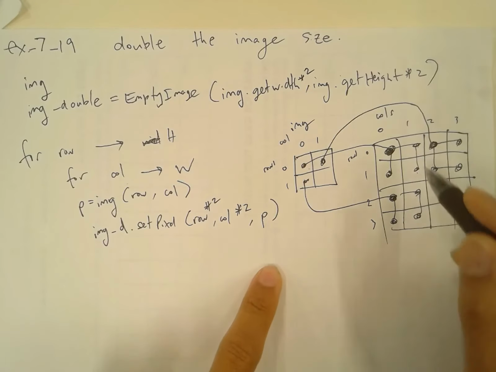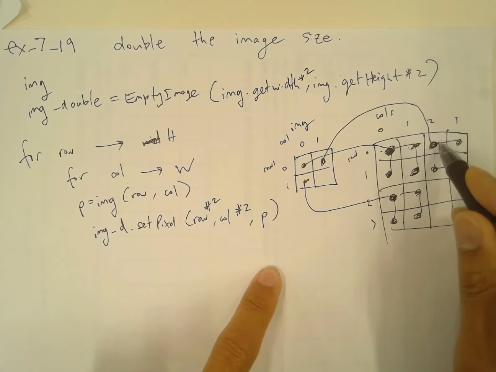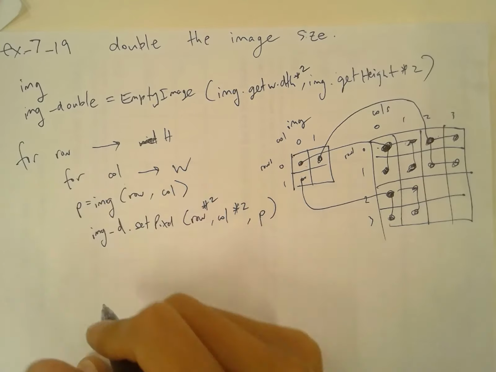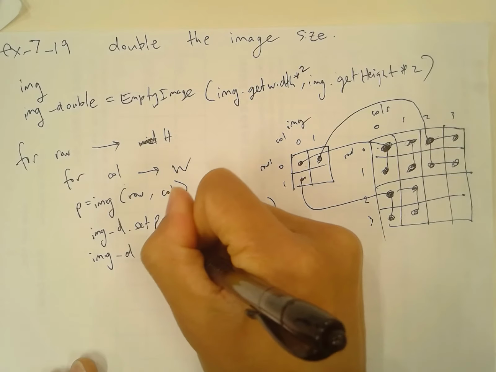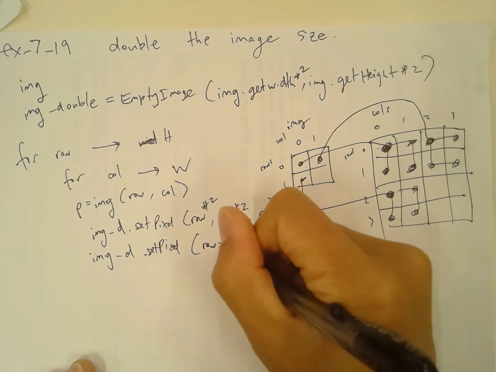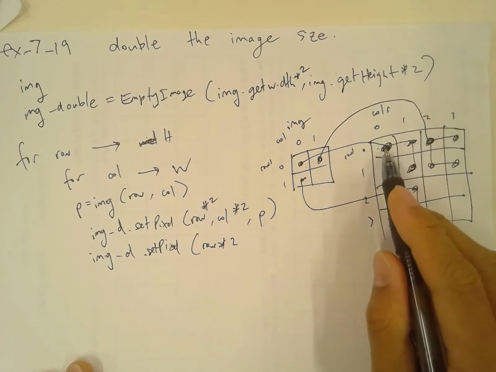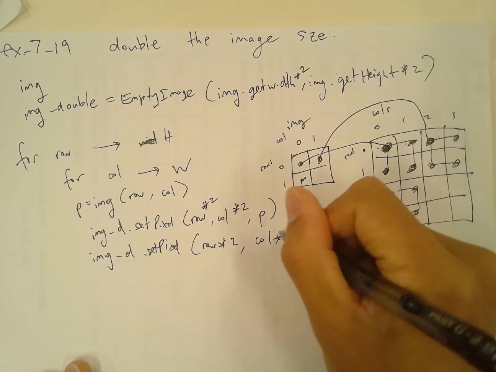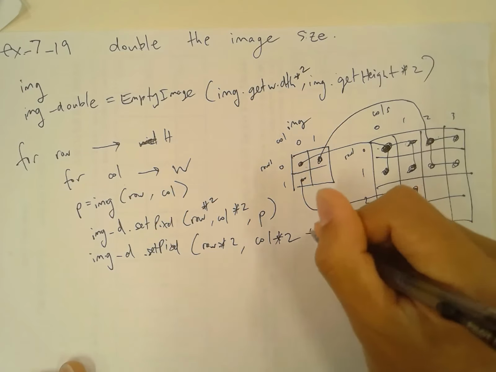But now the problem is how do we get it here, here, and here for each pixel that's placed into the new image? That one's pretty simple. We would do image_double.setPixel of this original expression, row times 2, oh, I'm sorry, no, the row times 2 would be this one here. And then column times 2, which would be here again, and then plus 1, which would get us to here. So we'll say plus 1.